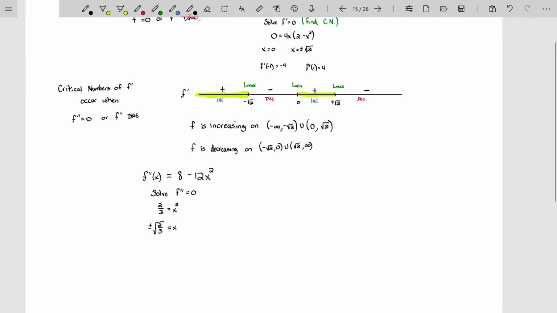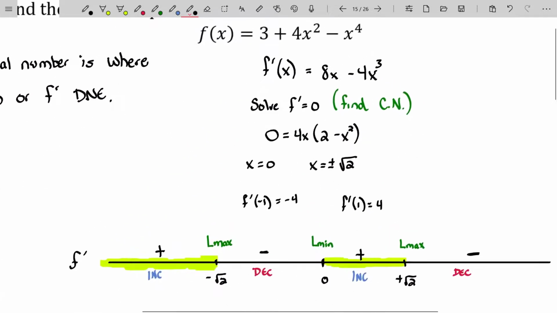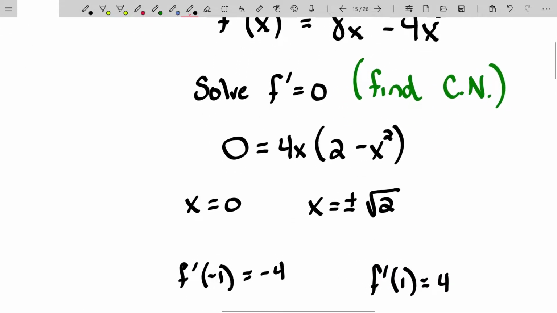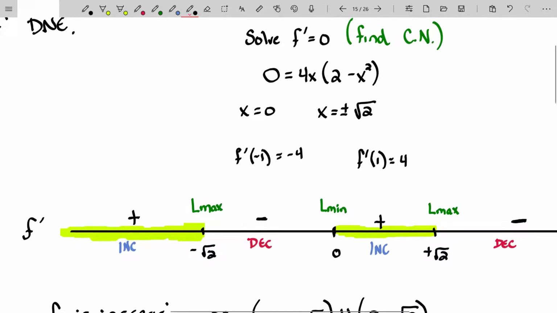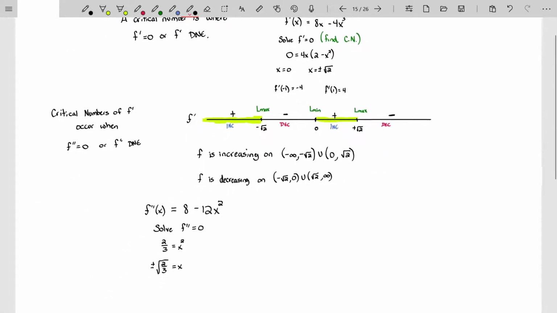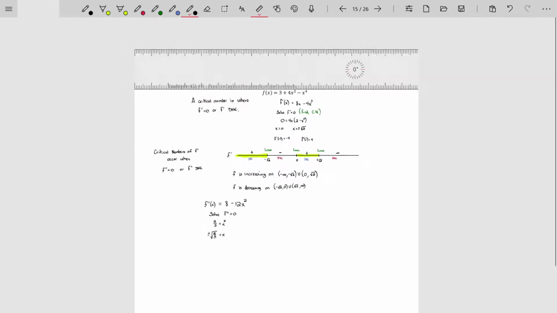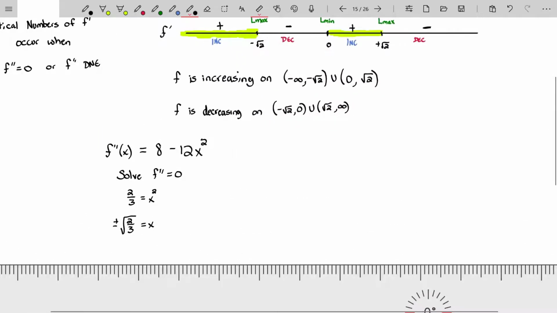Now, notice that when we found the critical numbers for f, we set f prime to equal 0. We solved and we got these values here. And then we made a number line. Well, guess what we're going to do for the critical values of f prime? We're going to take its derivative, which we already did, f double prime. We set it equal to 0 and solved. And now we're going to create a number line. So let's go ahead and create this number line, and this is going to be for f double prime.